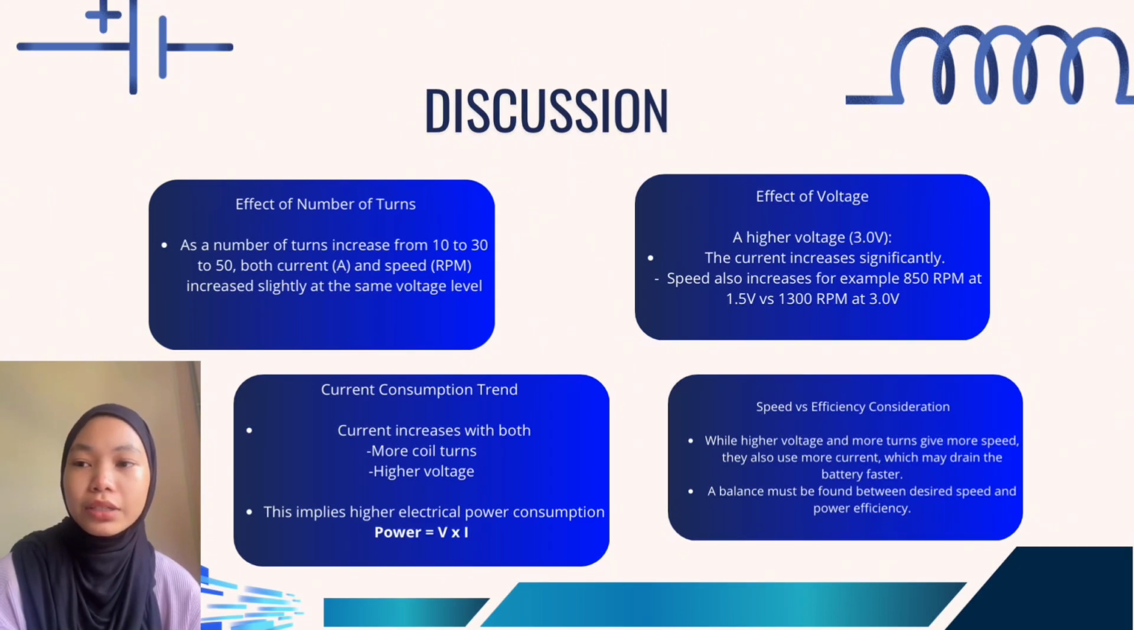Number 3 is the current consumption trend. Current increases with both more coil turns and higher voltage. This implies higher electrical power consumption, which we can calculate using the power formula, P equals V multiplied by I, voltage multiplied by current. Number 4 is speed versus efficiency consideration. While higher voltage and more turns give more speed, they also use more current, which may drain the battery faster. A balance must be found between desired speed and power efficiency.